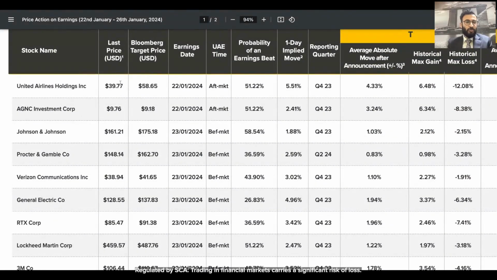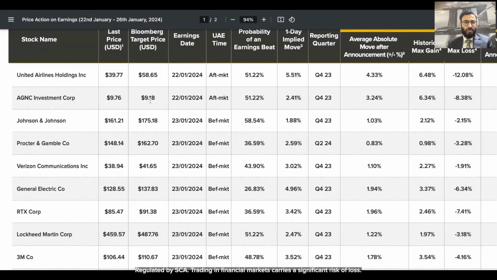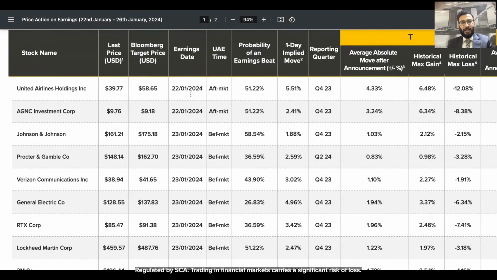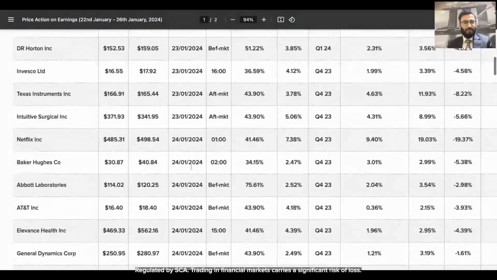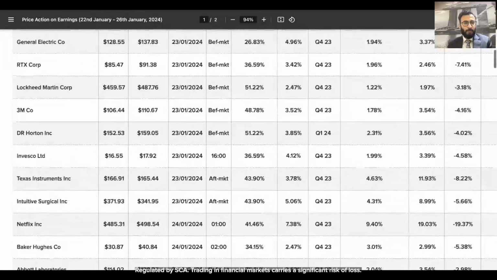This is the second column, which was the last price when the strategy was being made. Third column is the Bloomberg target price. So what the Bloomberg analysts have targeted for this particular stock. For all these companies, Johnson and Johnson, AGNC, United Airlines, PNG, what is the Bloomberg target? This is also mentioned. And then the earnings date, as you can see, 22nd, 22nd, 23rd, 23rd, 23rd. And as you can see, in case of Netflix right here, where is it?